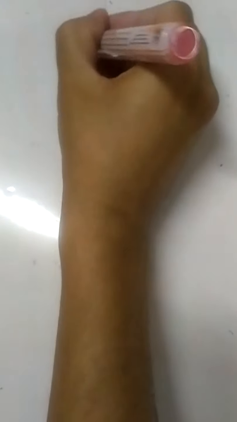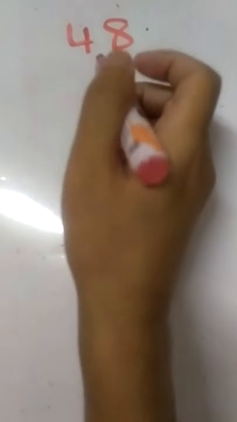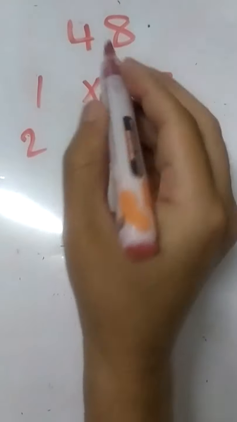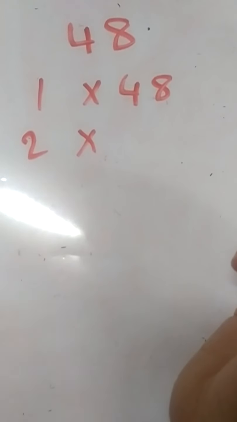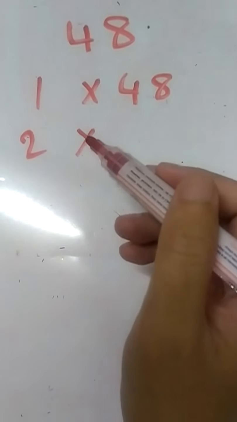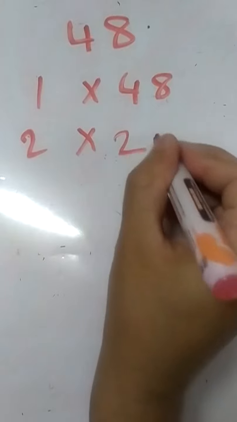I'm going to write here 48, and the task is to list all the factors of 48. So how to list all the factors of 48? First, I write the first two factors. For sure, it's going to be 1 times 48. And then I ask myself, is 48 divisible by 2? Yes, 48 is even, so it's going to be divisible by 2. Then 48 divided by 2 equals what? You can use division, and you'll find that 48 divided by 2 equals 24.